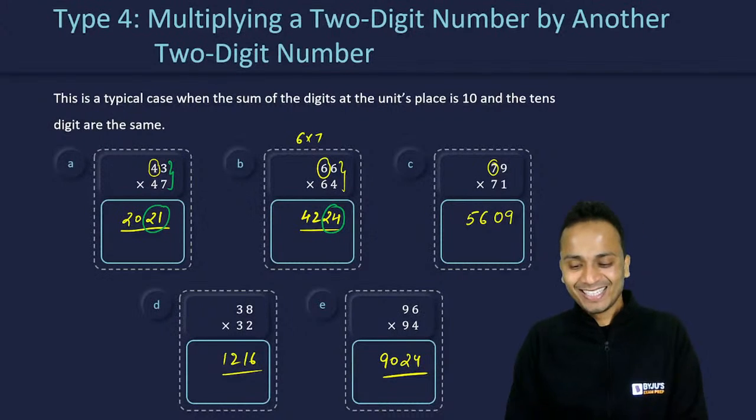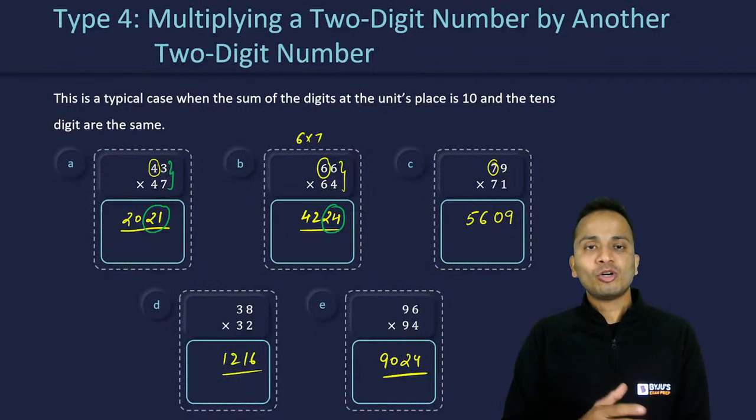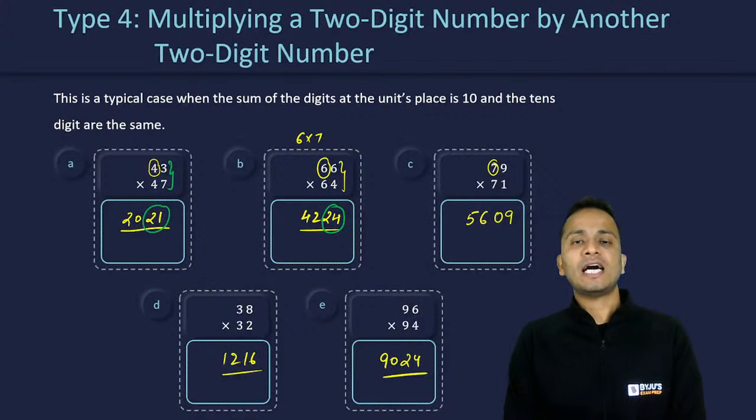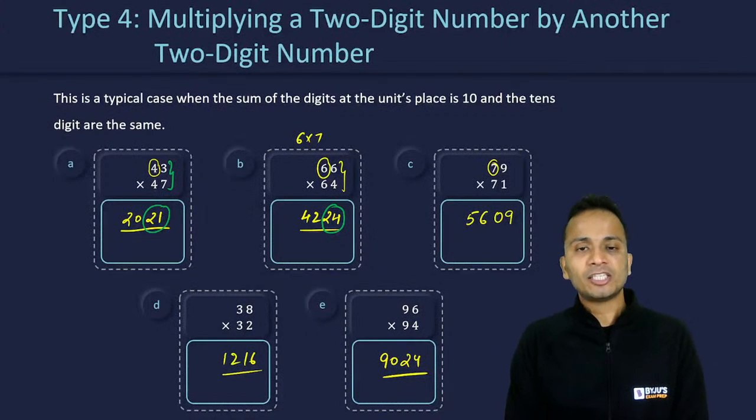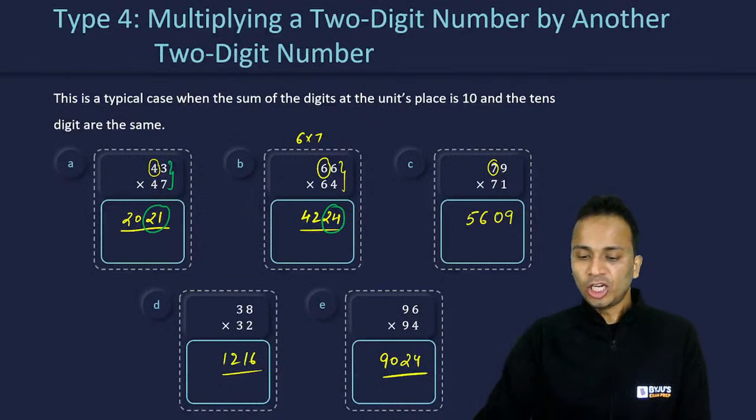All right. A lot of you are responding quickly. Nice, good to see that. So this was a technique to multiply two two-digit numbers such that the sum of the digits at unit place is 10 and the digits at tens place are the same. Let's move ahead.